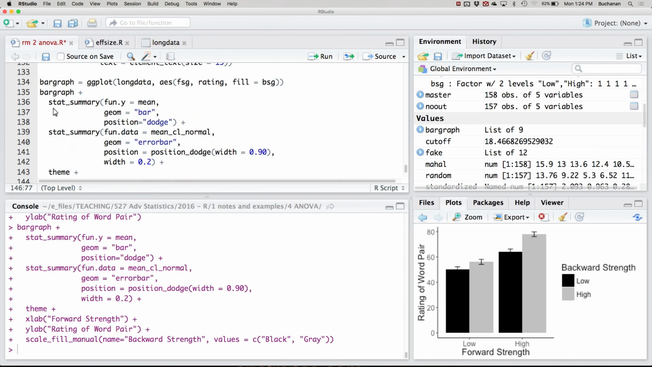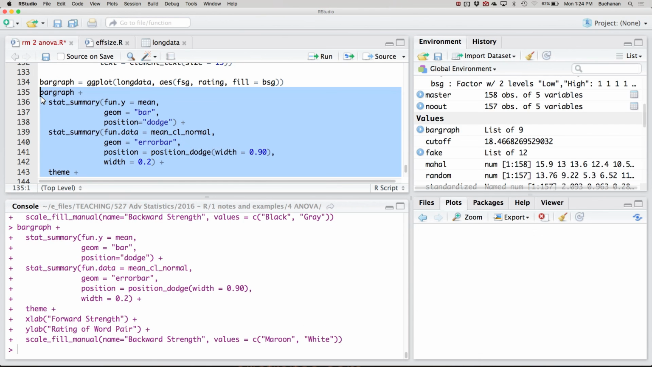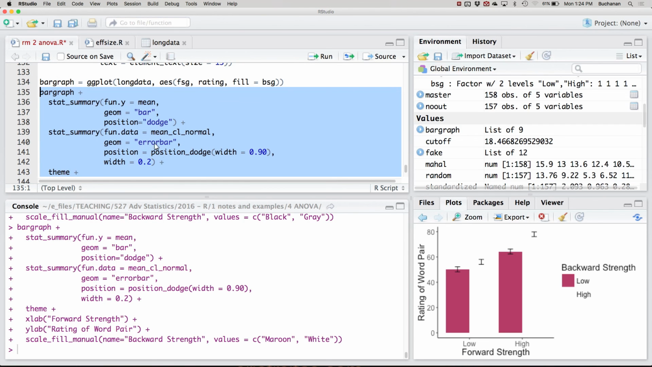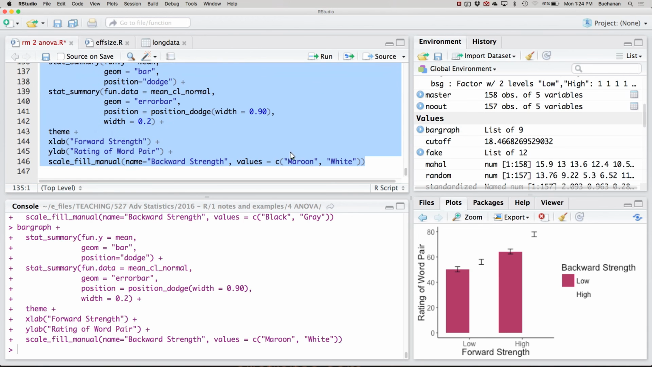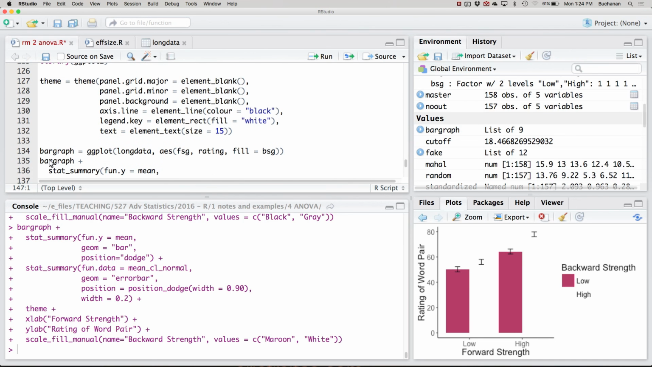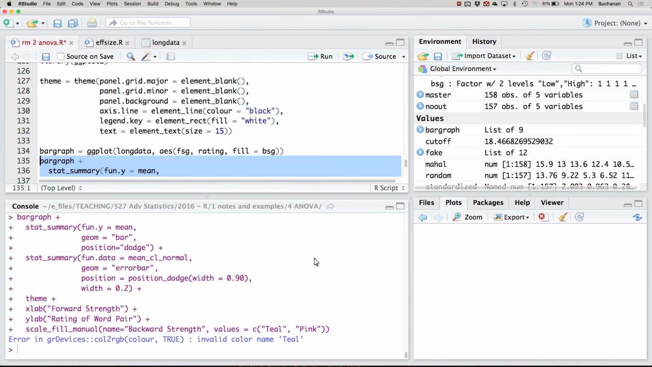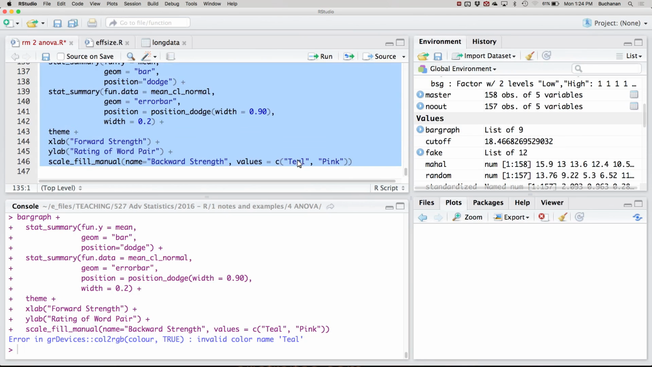Don't do white, and here's why you don't want to do white. Because then there's no bar. Because we haven't done the outline. But it will accept all kinds of fun color names. It is in crayons, but not in here. And then, oh, it didn't like teal.